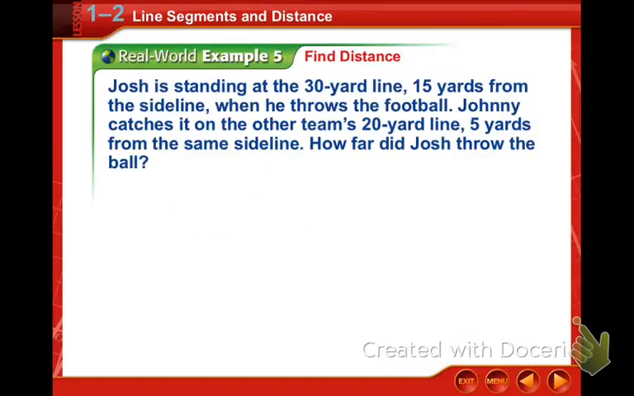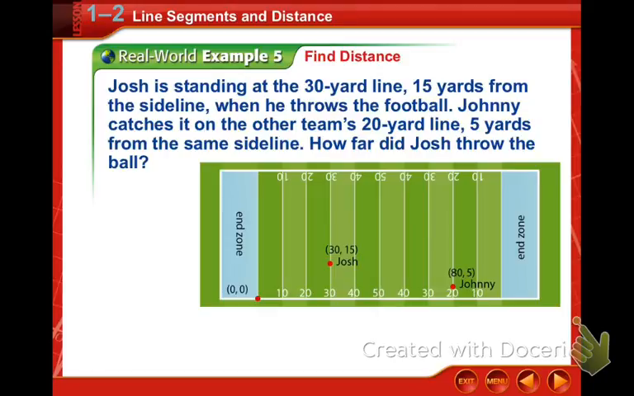So this next one is a real world problem. We have these 2 guys on a football field. Josh throws the ball to Johnny, makes this little triangle. So now we need to use our distance formula. You notice that Johnny's at 85, right? 80, and this is x value 5. The reason it's 80 is because Josh is on the other side of the field.